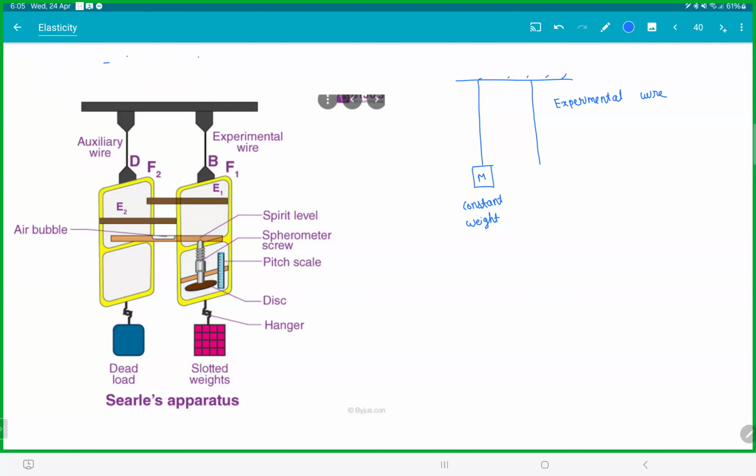I'll just call this Searle's apparatus. Let me do this. Basically, this is an experiment to find the Young's modulus of the wire. Especially they'll ask you this question in errors, which we will see later on. Experiment to find Young's modulus. So here what we do, on this side, we have some kind of setup where you can keep on changing the mass. This is a variable weight.